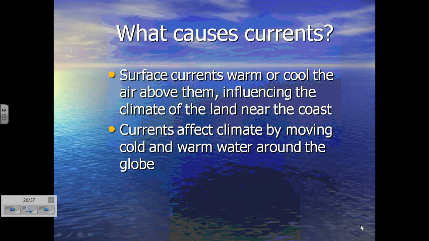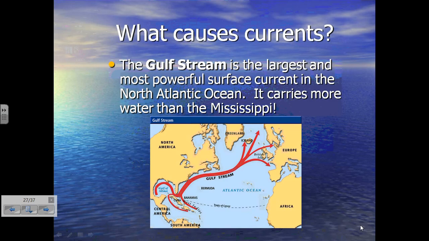Now, the surface currents generally warm or cool the air above them. They influence the climate of the land near the coast. The currents affect climate by moving cold and warm water around the globe. The Gulf Stream is the largest and most powerful surface current in the North Atlantic Ocean. It carries more water than the Mississippi River.